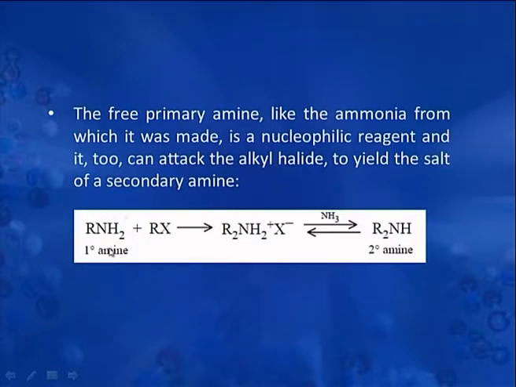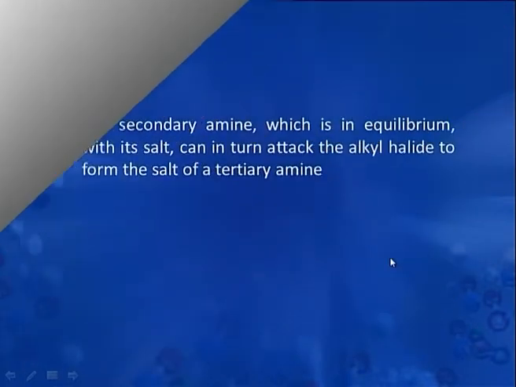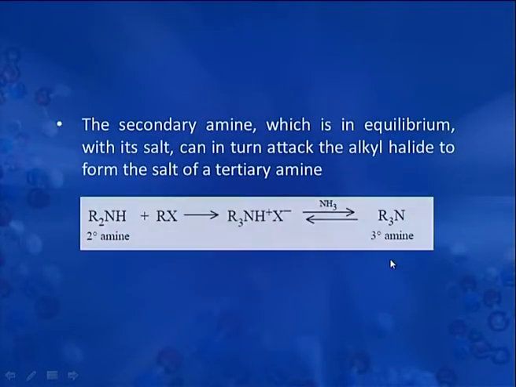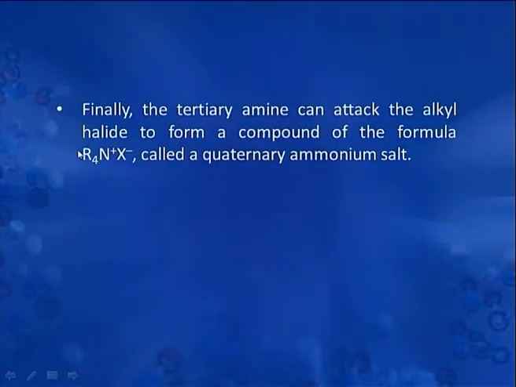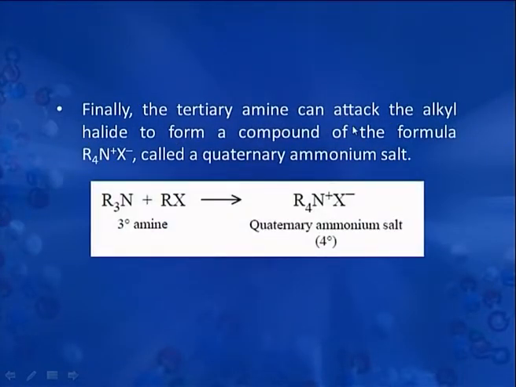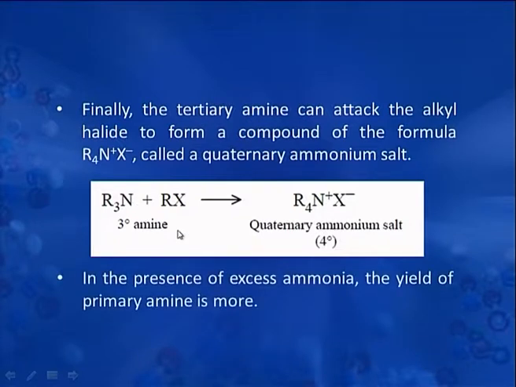That is, here we are using the primary amine as the base or as the nucleophile and there is generation of secondary amine. Similarly, the secondary amine once formed can act as a nucleophile and react with alkyl halide to generate a tertiary amine. And finally, the tertiary amine can attack the alkyl halide to form the compound with formula R4N X, that is quaternary ammonium salt.